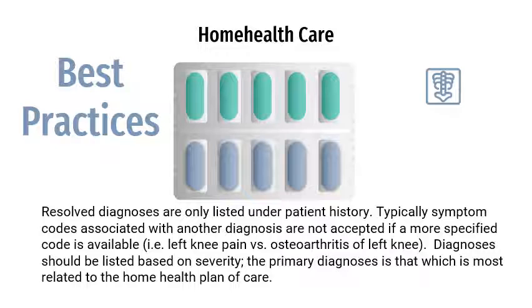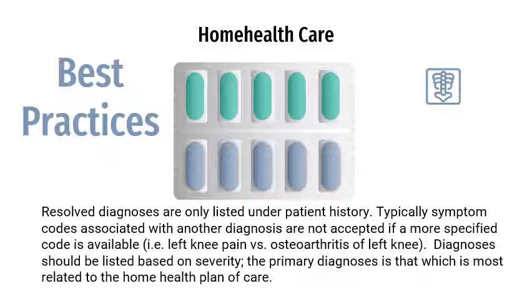Again, with listing diagnosis codes, typically symptom codes are not going to be accepted, and they will never be accepted as a primary diagnosis code. But as a secondary diagnosis code, you're going to want to be as specific as possible when listing diagnoses. So if the patient does have a flare of osteoarthritis of the left knee, it's always advisable to choose osteoarthritis of left knee versus left knee pain.